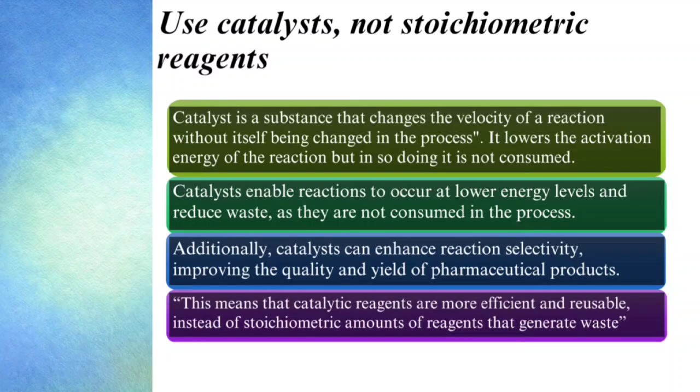Use catalysts, not stoichiometric reagents. A catalyst is a substance that changes the velocity of a reaction without itself being changed in the process. It lowers the activation energy of the reaction, but in so doing it is not consumed. Catalysts enable reactions to occur at lower energy levels and reduce waste, as they are not consumed in the process.